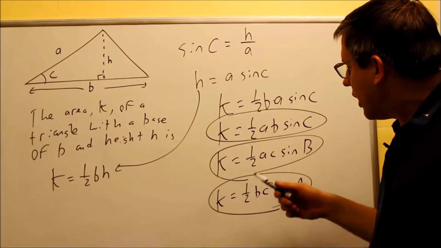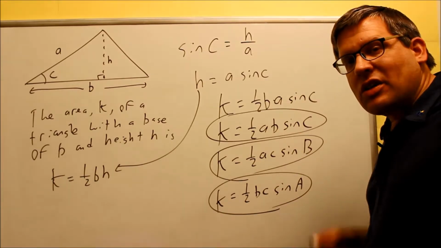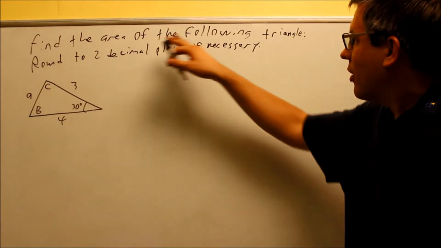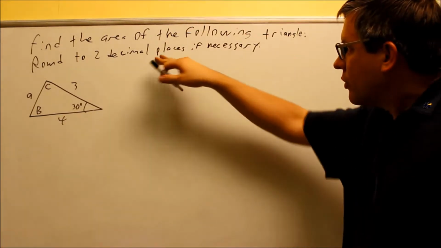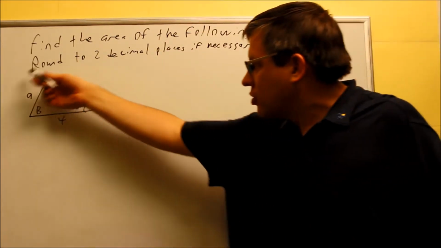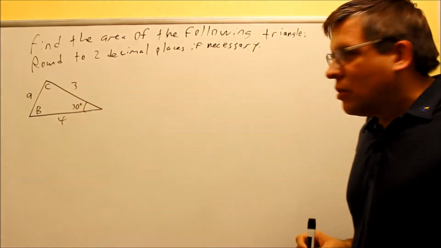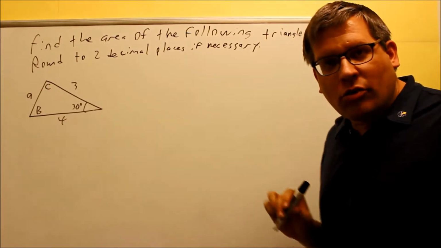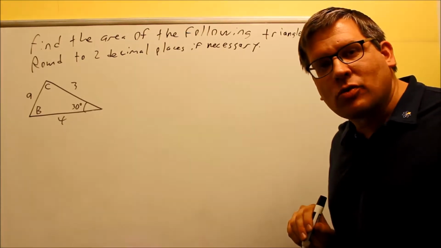So now that we've taken a look at where the formulas come from, let's take a look at an example problem. Okay, now for example, find the area of the following triangle, rounded to 2 decimal places if needed, and here's the picture that they provide us. Okay, so now what we have to look at is what kind of angle is given and what kind of sides are given in this kind of problem.